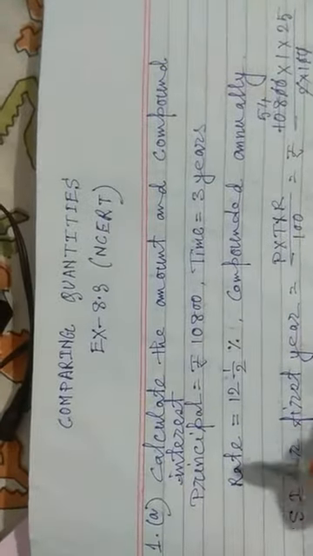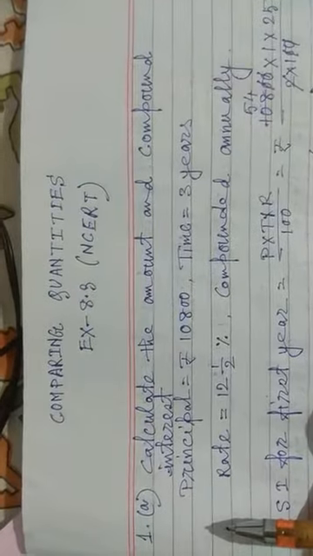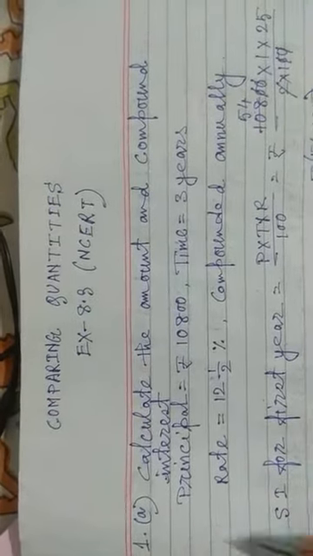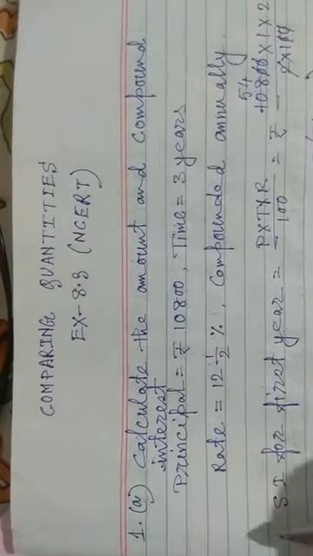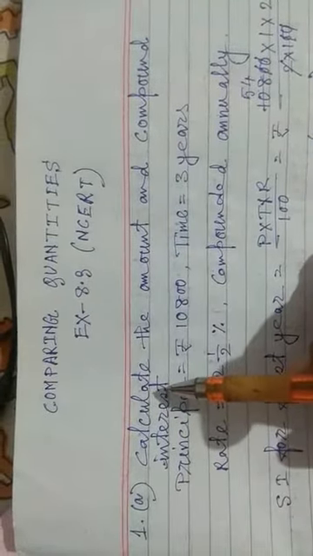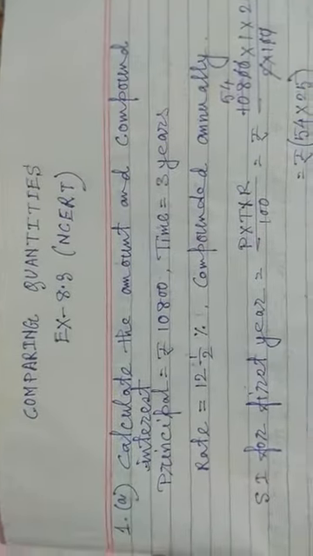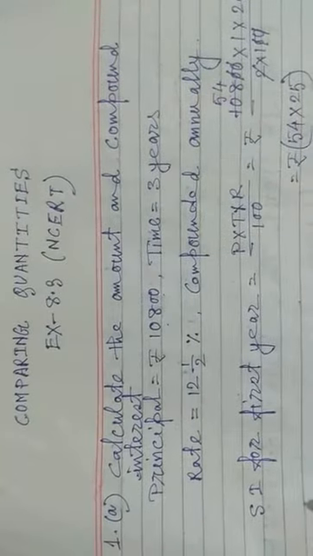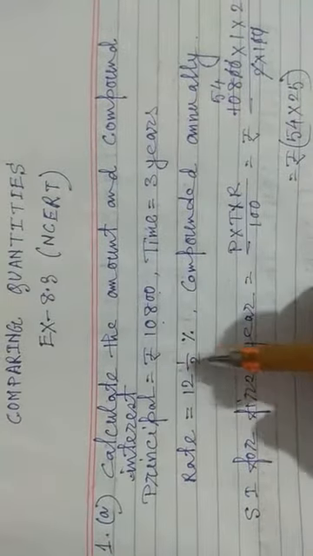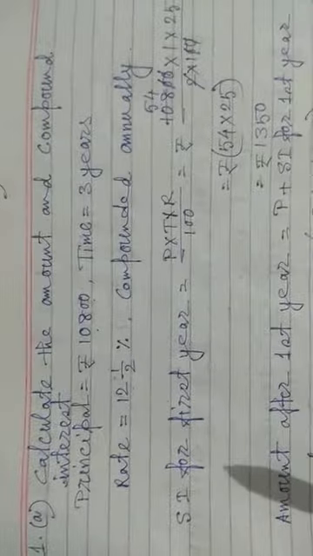This is the topic: calculate the interest when it is compounded annually, compounded half yearly, and so on. Question number 1A: calculate the amount and compound interest on the principal 10,800 for 3 years, rate of interest 12 1/2% per annum, compounded annually. Find the amount and compound interest.